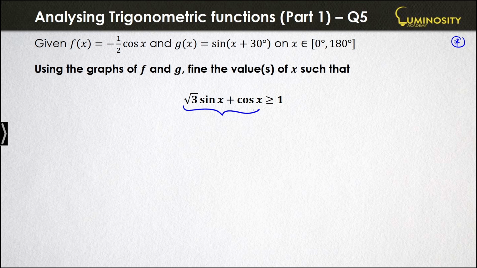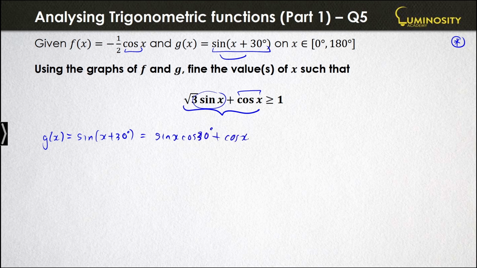Okay, so first of all, there is a cos x term, which I see, so I'm happy. And g is sine of x plus 30 degrees, but here we only have sine x. So that kind of leads us to a clue that maybe we should expand this out using compound angles. Okay, so g of x is sine of x plus 30 degrees. So if I expand that out, that's sine x cos 30 degrees plus cos x times sine of 30 degrees. Okay, and that's going to equal cos of 30 is root 3 over 2 times sine x, and sine of 30 is a half times cos x.